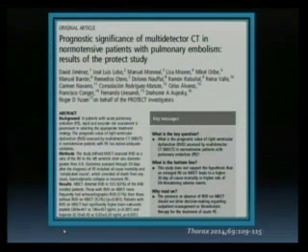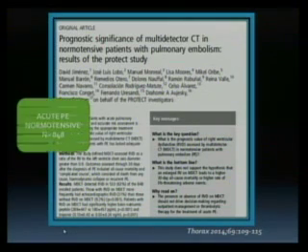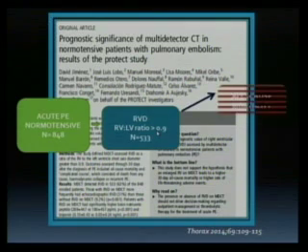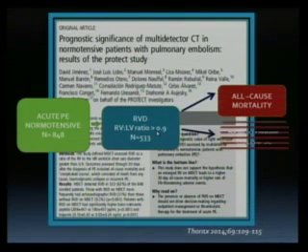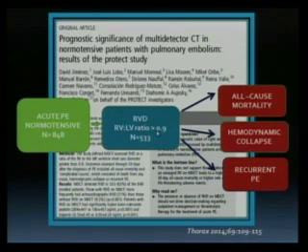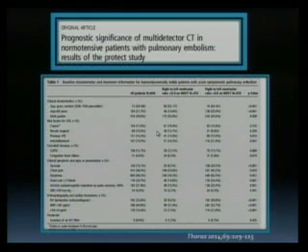So let's take a look at CT. Can we use CT to prognosticate pulmonary embolism? A large study looked at normotensive acute PE. They looked at the RVD, the RV-LV ratio of greater than 0.9, then correlated it with all-cause mortality, hemodynamic collapse, and recurrent pulmonary embolism. Let's take a look at their study.